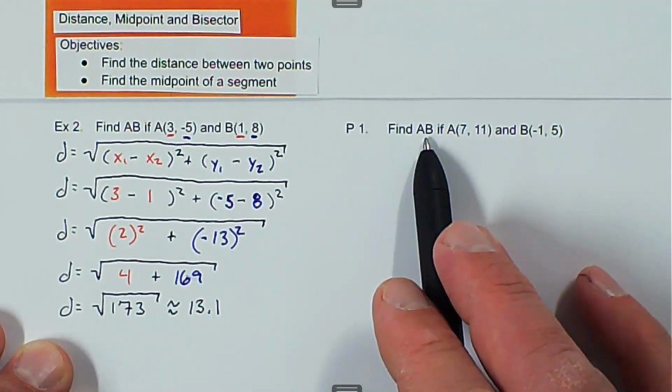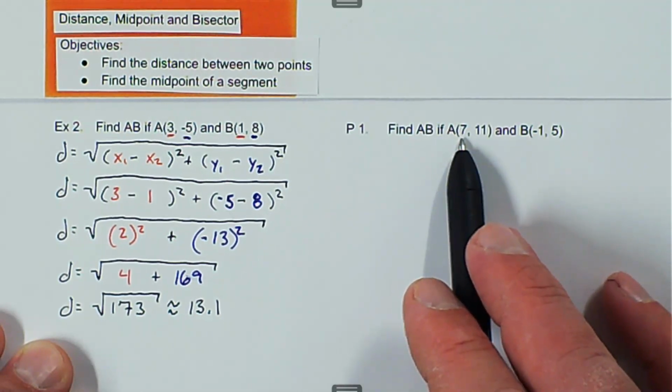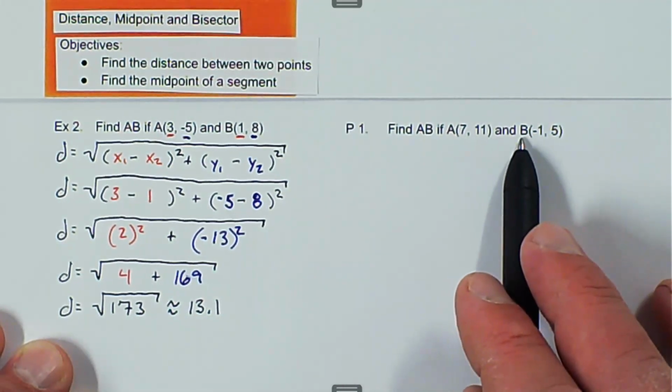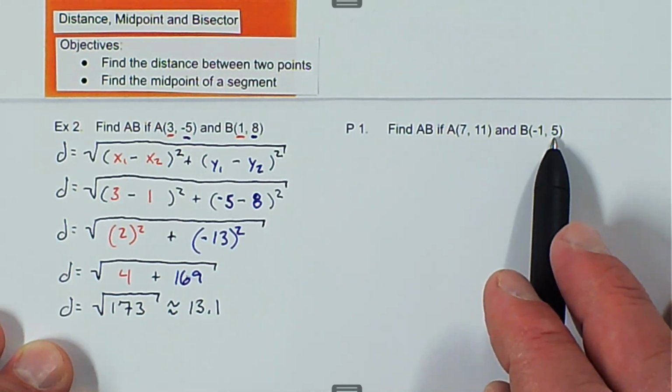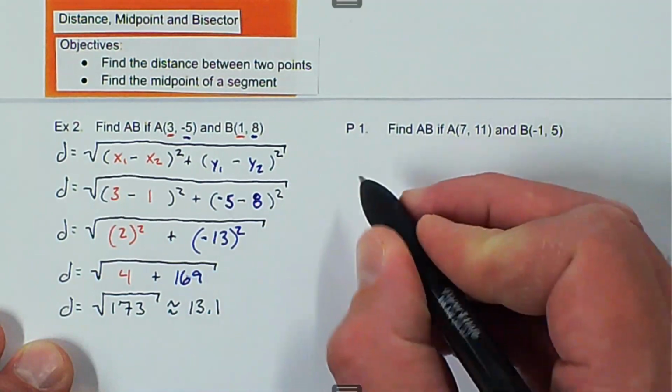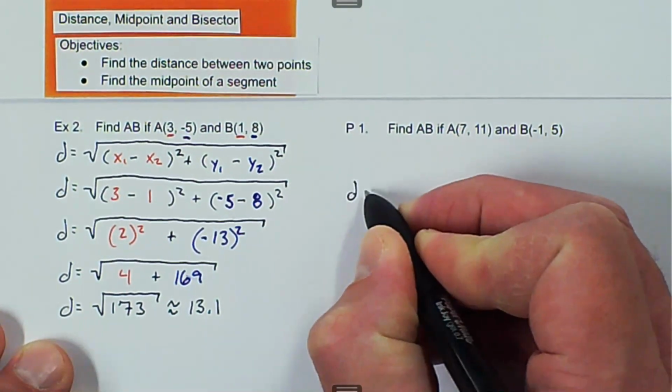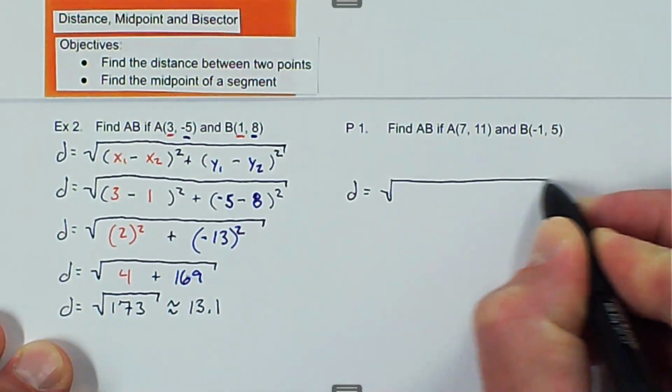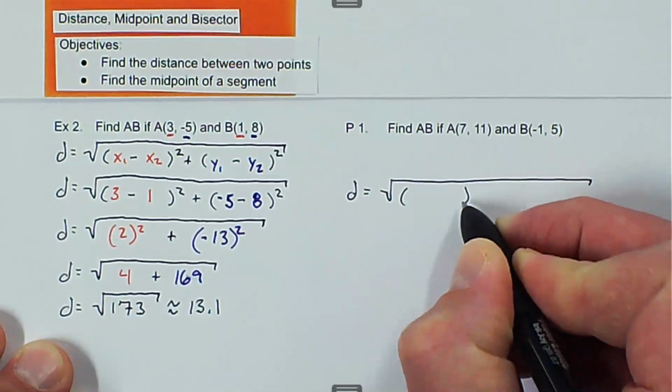We use the same formula. Find the distance AB if A is (7, 11), and B is (-1, 5). Have the same formula, so I'm not going to rewrite that. I'm going to go right to the substitution portion. I'm going to write the square root. I'm going to write the things that don't change.